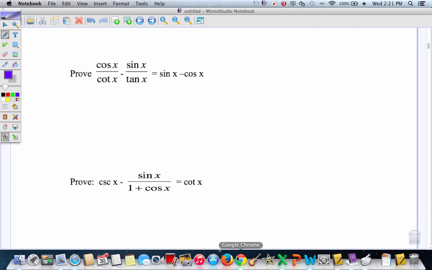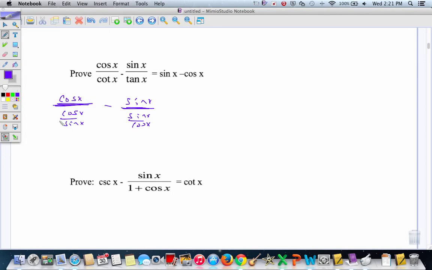Top one here, cosine over cotangent minus sine over tangent is going to equal sine minus cosine. We have a couple different approaches to make here. What a lot of people like to do is change to sines and cosines right off the bat. So I'm going to change cotangent to be cosine over sine, and I'm going to change tangent to be sine over cosine.